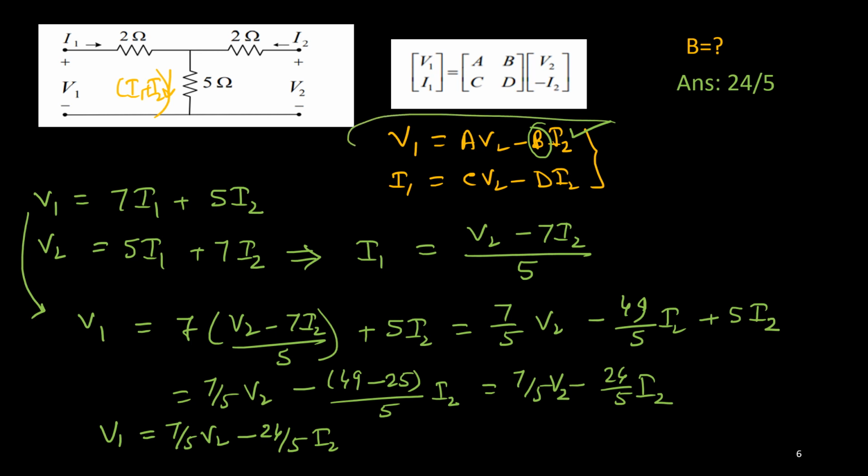So this equation we have got, and the coefficient with I2, this is your B, right? This is your B. So B is 24 upon 5. Okay, this unit will be obviously ohm, right? So this is the answer matching. Okay, so in many ways we can solve it. I hope you have got this answer.